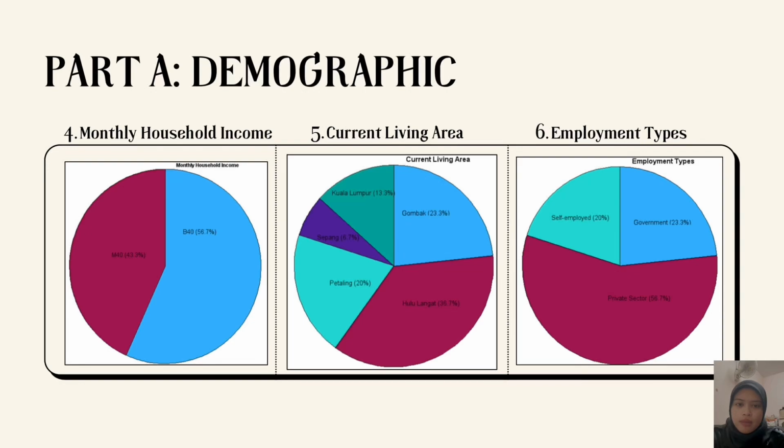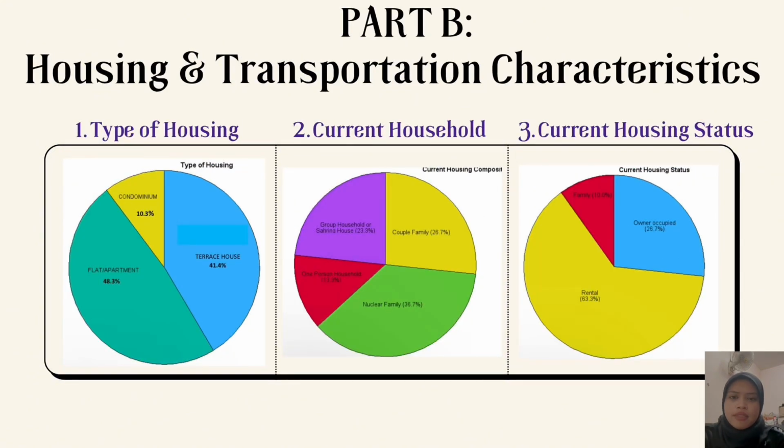Lastly, for employment types, 56.7% work in the private sector, 23.3% in government employment, and 20% were self-employed. Private sector employment often involves income uncertainty, which can influence housing affordability and location choices. Overall, these findings clearly define income level, employment types, and household structure as key factors influencing housing affordability, fulfilling Objective 1. Next, part B. Examine the relationship between housing location, transportation, and housing affordability addressing Objective 2.